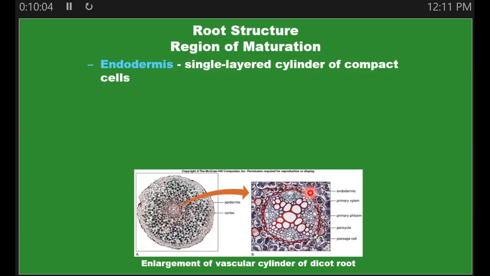And then the other thing to pay attention to, right to the inside of the endodermis, is another ring of cells, more delicate looking, called the pericycle. Those are living cells.